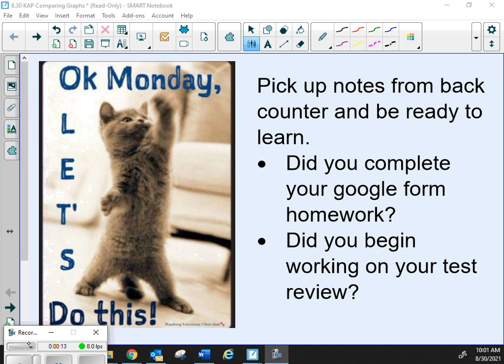Quick check that you did your Google form last night. Again, if you had trouble logging in, make sure you're logged into your KE email. Our test review class is due on Wednesday. Also, make sure you're working on that. I would do like 3 or 4 problems a night. If you get to something we haven't talked about, like interquartile range, save it for tomorrow.